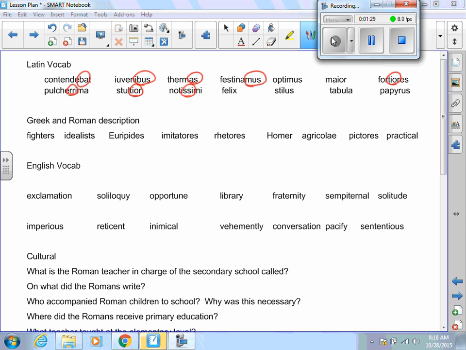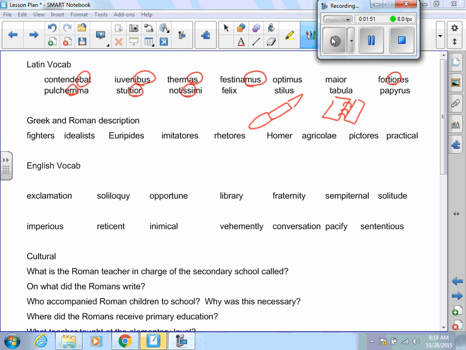Felix, lucky. Stilus is the little writing thing that looks like a pencil on one end and then has the flat thing on the other to scrape off your mistakes. Tabula, those are the wax tablets. A lot of times they are bound together to create a little book. Papyrus is, of course, the sheets of paper that they're going to be used.